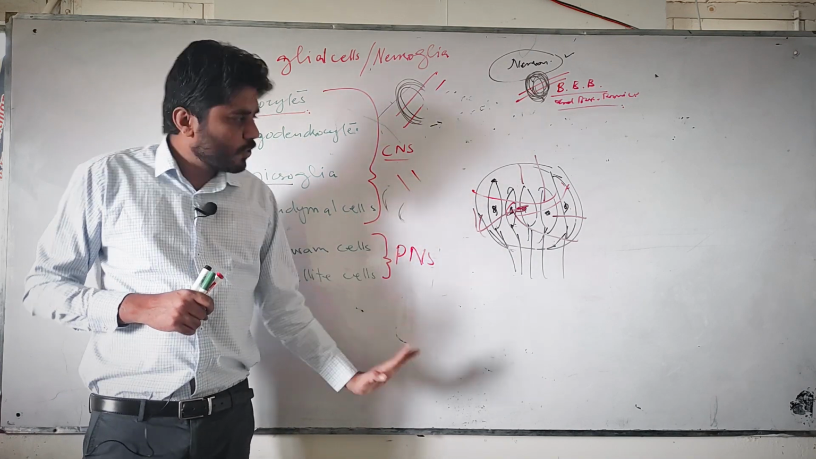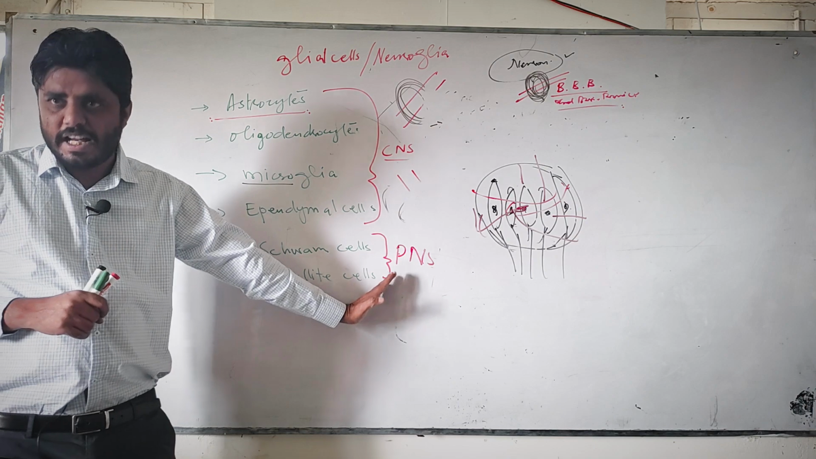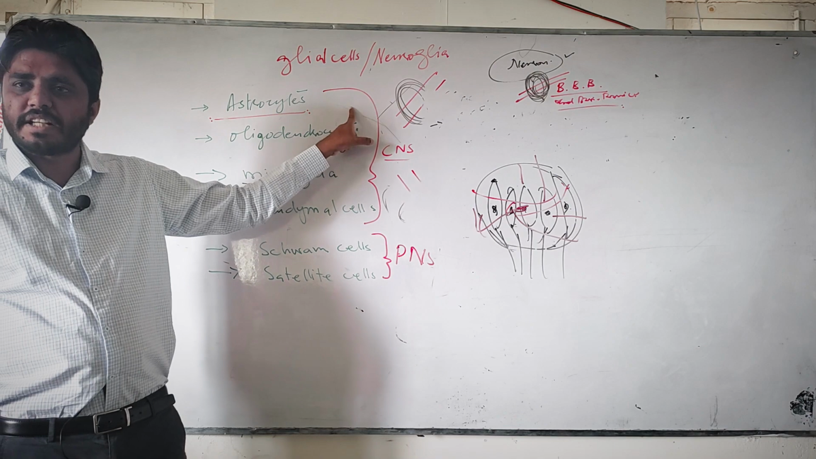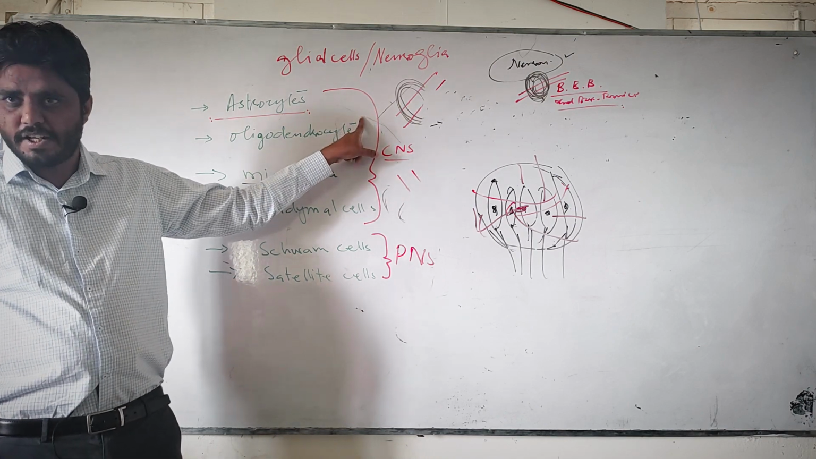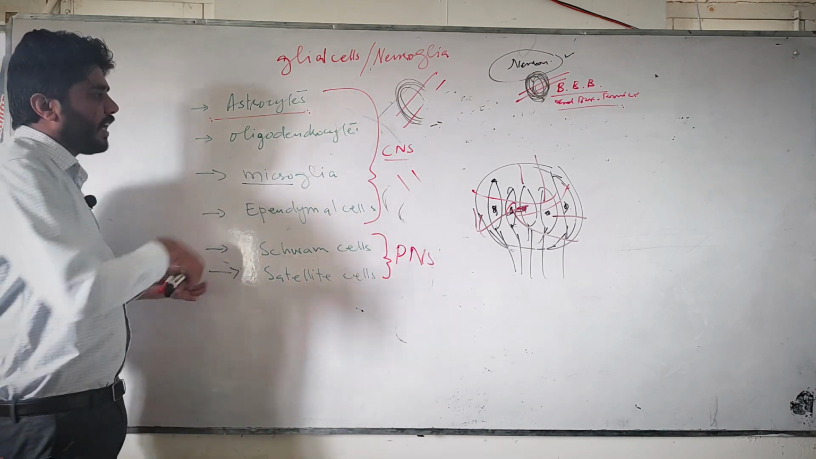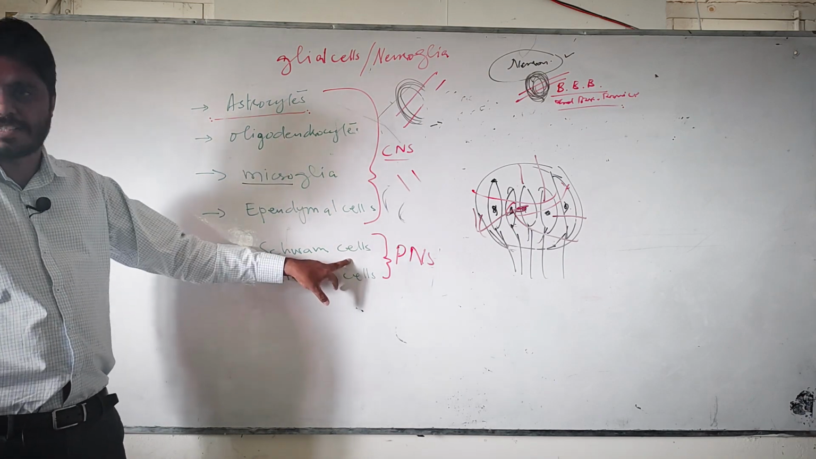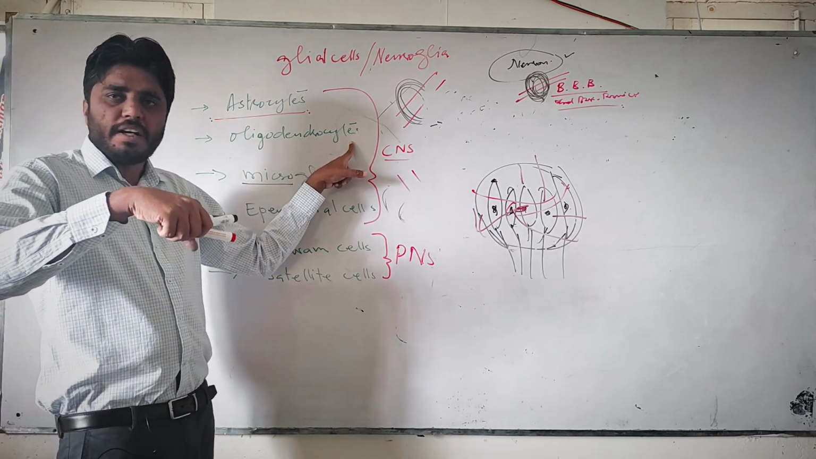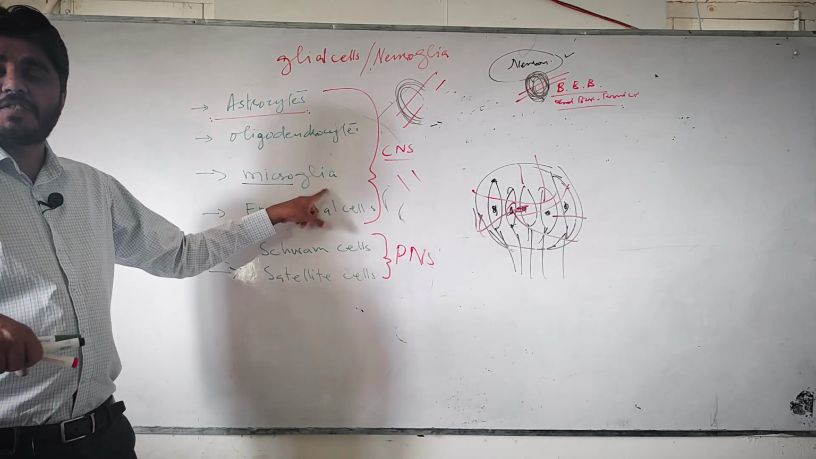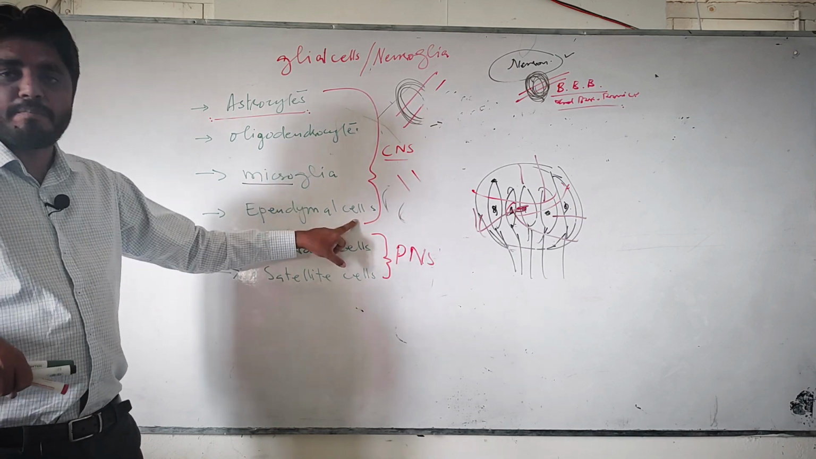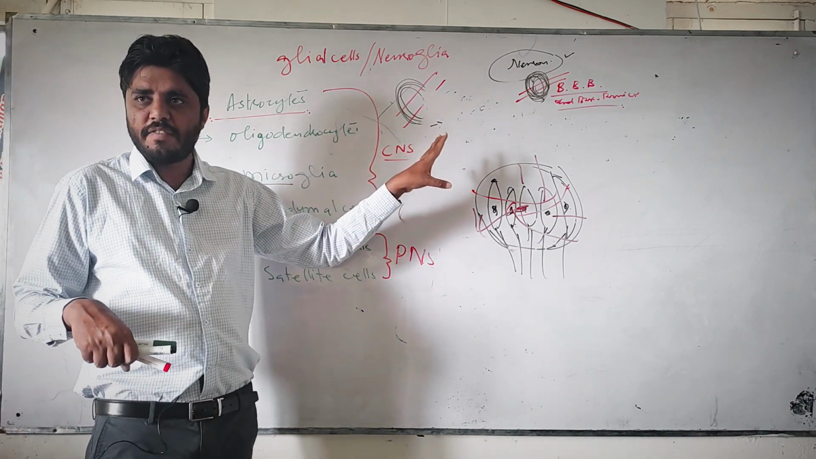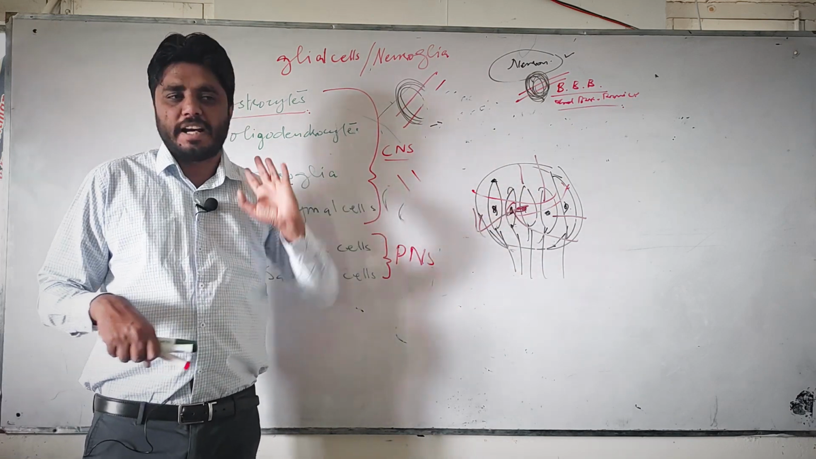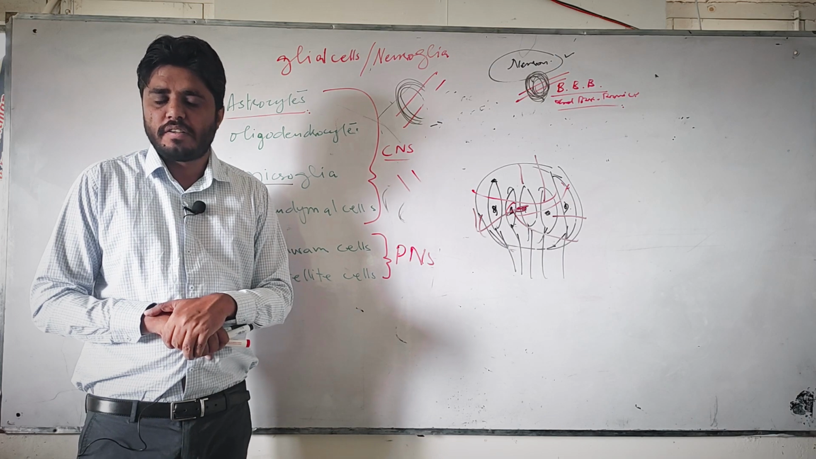That's clear. They all have different structures and different functions. The main function of astrocytes is the formation of the blood-brain barrier. The main function of oligodendrocytes, which are similar to Schwann cells in a different location, is to provide myelin covering. The microglia's main function is phagocytosis. Ependymal cells, production of CSF. Satellite cells provide support to the ganglia. That's clear. Thank you very much.